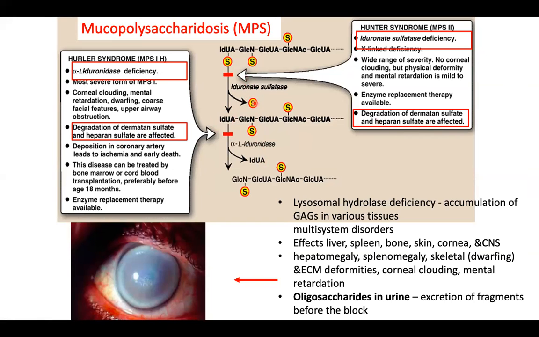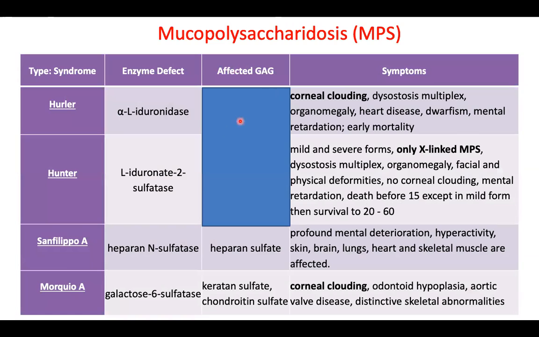Is that clear what these enzymes do? Okay, I see some yes. That's good. I want you to remember these two, dermatan sulfate and heparin sulfate. I want you to remember that those two GAGs are specifically being affected by these two enzymes. So that's why I really emphasized them, and I am going to quiz you on it later. Actually, I'm going to quiz you on it right now.